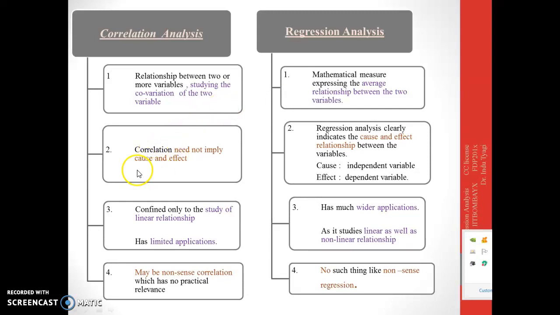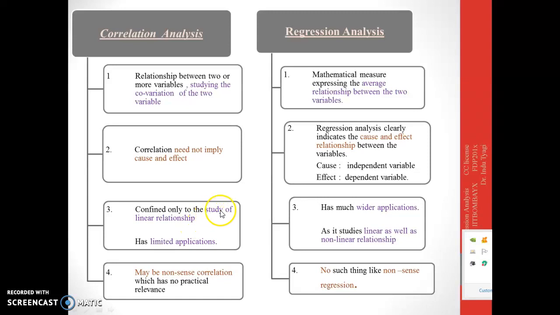Correlation need not imply cause and effect. Regression analysis clearly indicates a cause and effect relationship between the variables. The variable corresponding to cause is taken as the independent variable, and the variable corresponding to effect is taken as the dependent variable.